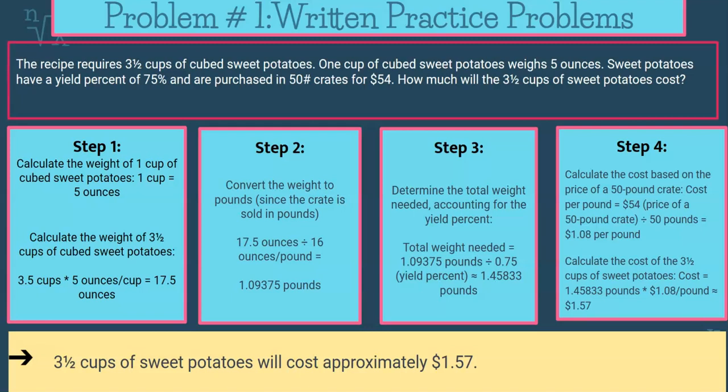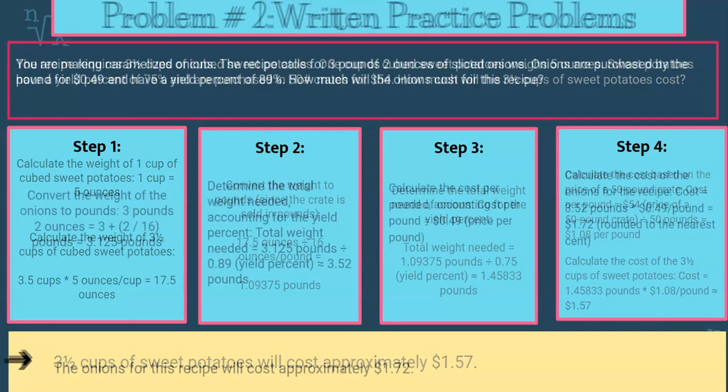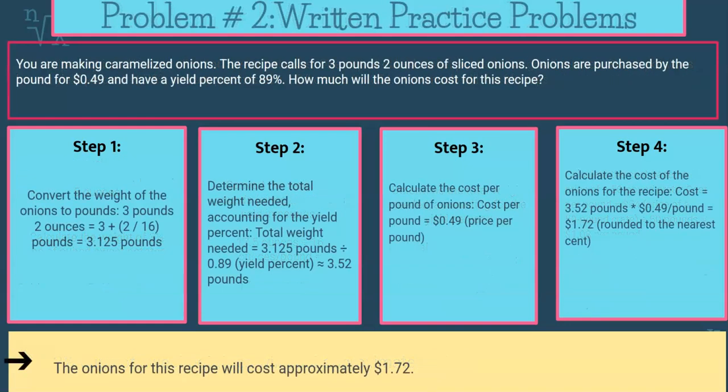All right, so hopefully that was painless. All right, let's look at the next one. So you are making caramelized onions. The recipe calls for 3 pounds and 2 ounces of sliced onions. Onions are purchased by the pound for 49 cents, and you have a yield percent of 89%. How much will the onions cost for the recipe?